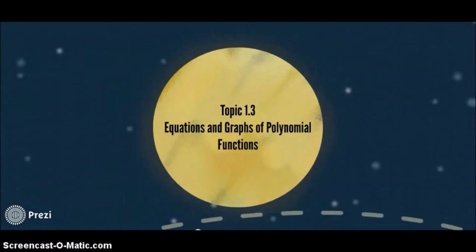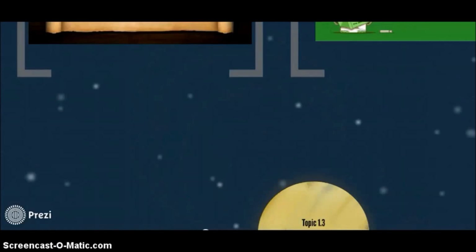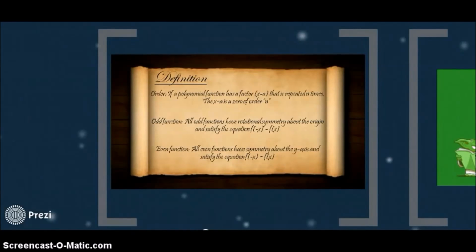Hi everyone, I, Jianmeng, will be guiding you through chapter 1.3, Equations and Graph of Polynomial Function. So, the first definition is an order. An order is a polynomial function that has a factor of x minus a that is repeated n times, which means that if the degree is n, x equals a is a zero of order n.